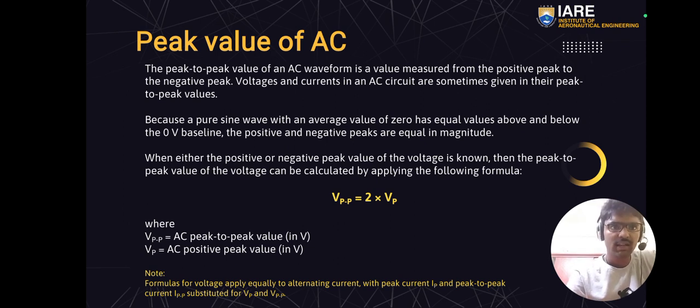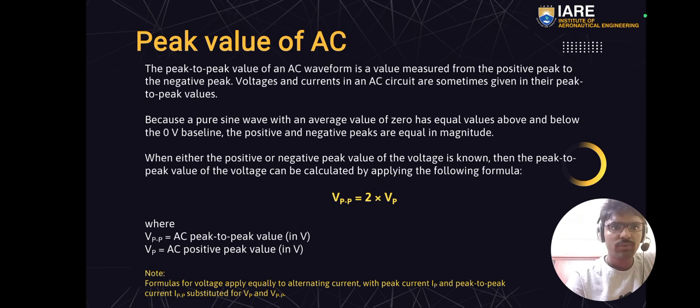Voltages and currents in alternating current circuits are sometimes given in their peak to peak values, because a pure sine wave with an average value of zero has equal values above and below the zero voltage baseline. The positive and negative peaks are equal in magnitude. When either the positive or negative peak value of voltage is known, then the peak to peak value of voltage can be calculated by applying the following formula: V peak to peak equals twice the voltage peak value.